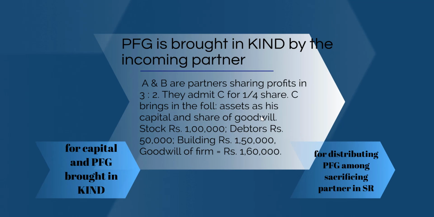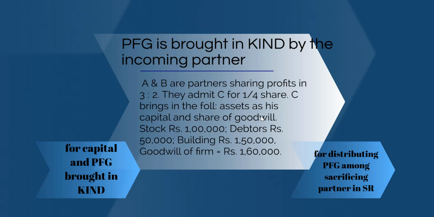A and B are partners sharing profits in 3:2. They admit C for 1/4 share. C brings in the following assets as his capital and his share of goodwill. The assets are stock rupees 1 lakh, debtors rupees 50,000 and building rupees 1 lakh 50,000. Goodwill of the firm is equal to rupees 1 lakh 60,000.